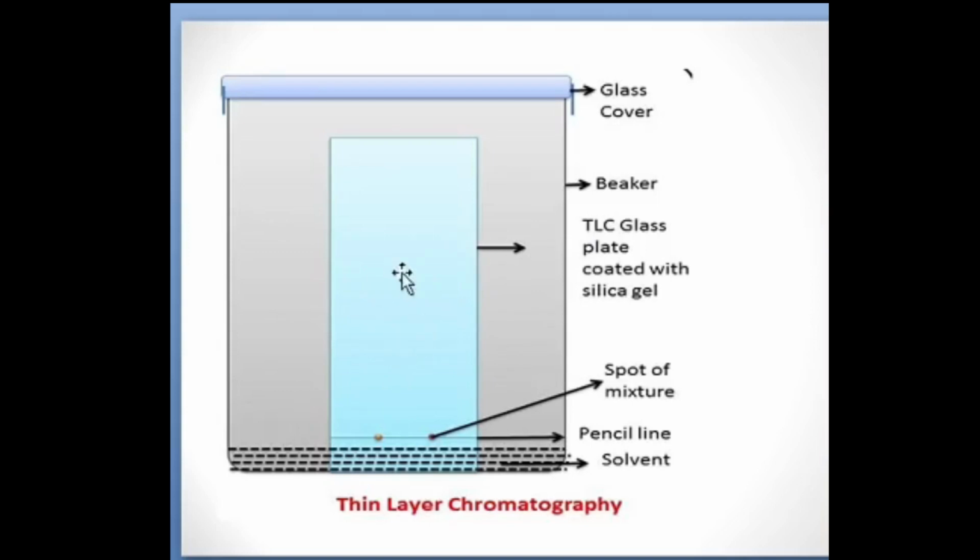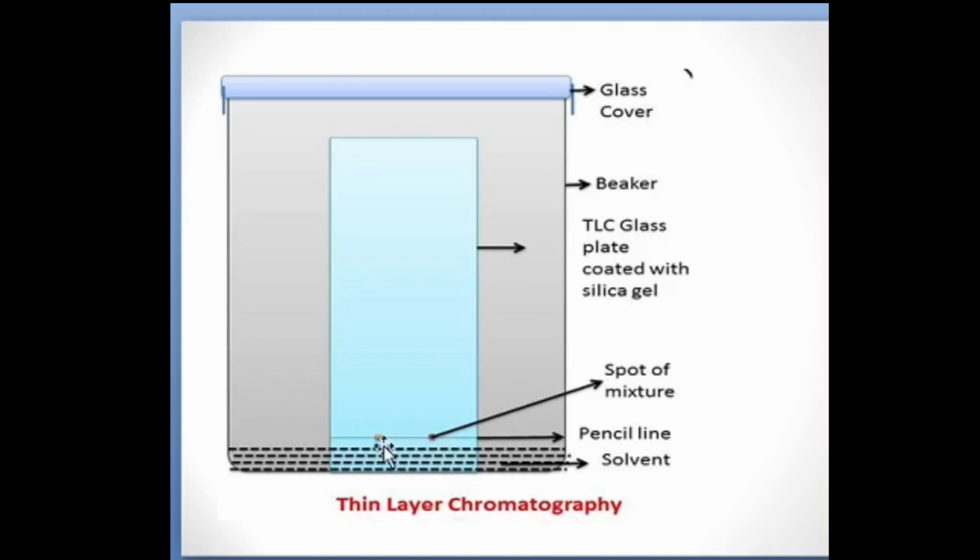So this is an example of thin layer chromatography. It is very small, okay, this thin layer chromatography glass plate. This is coated with the silica gel. It is very similar to paper chromatography, but there are various advantages of thin layer chromatography. Number one is it takes less time to complete than paper chromatography. So it is the same way only.